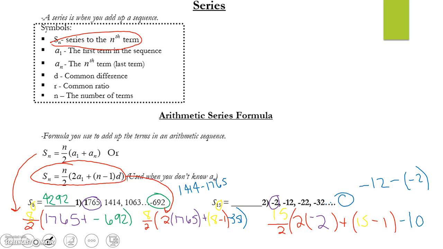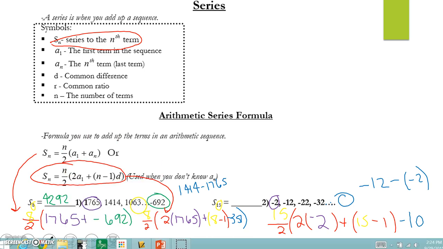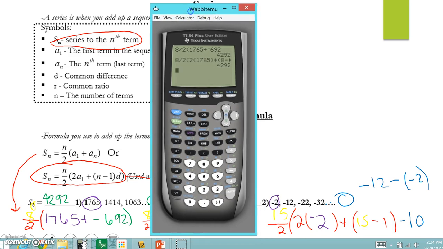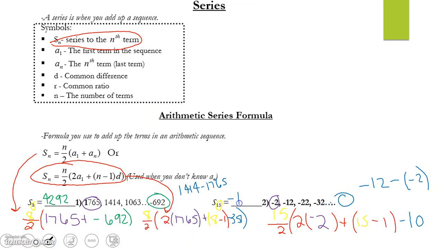Okay, then I just go to my calculator and plug it in. I use a negative, not a minus. And I get negative 1080. So that is the sum of the first 15 terms.